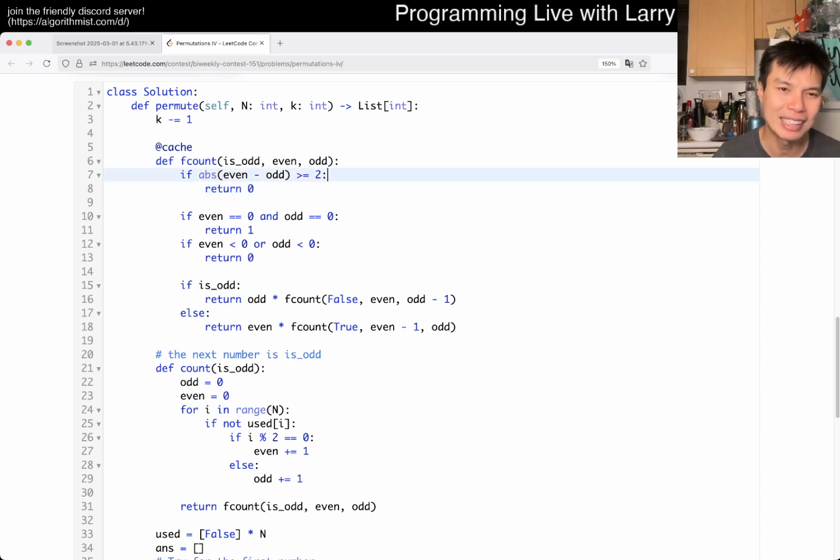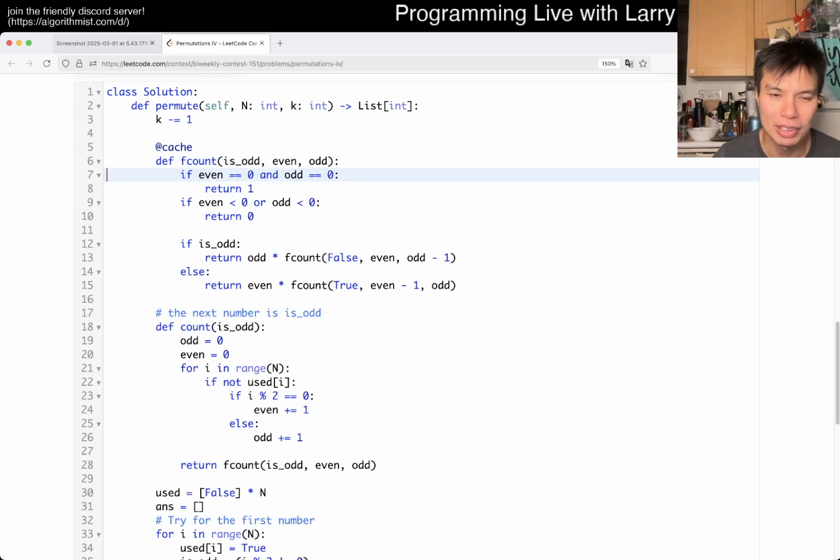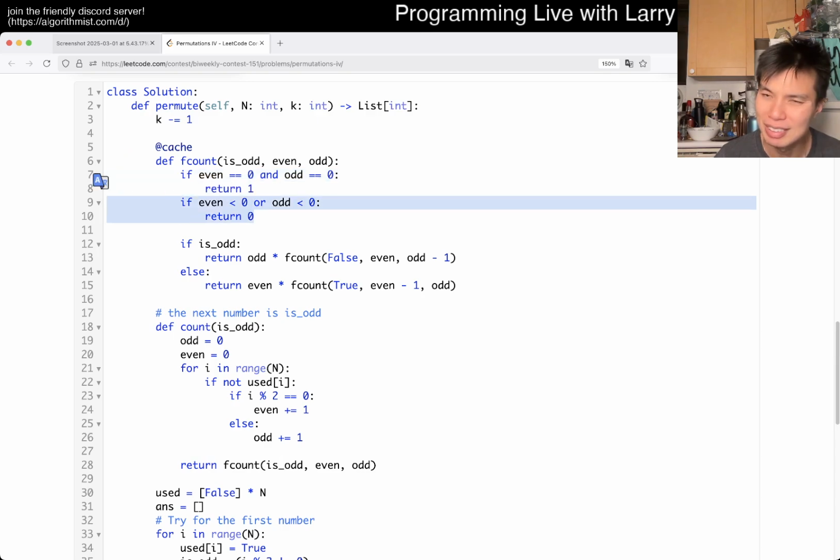I don't even think I needed this because of the way that I did the other parts, right? But basically, if even and odd are both equal to 0, then we return 1, right? Hopefully straightforward, because that means that we use every number perfectly. If one of the numbers is negative, that means that we ran out of one of the types of numbers, because they have to all be alternating. Like I said, you could special case it away with if statements, but I just thought these base cases are much cleaner to think about.